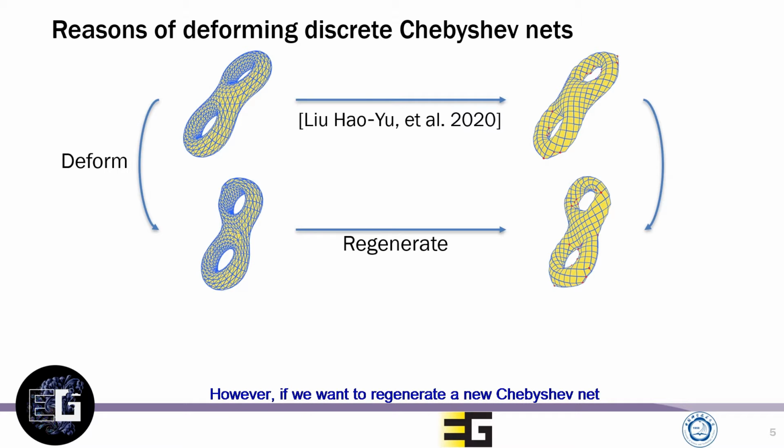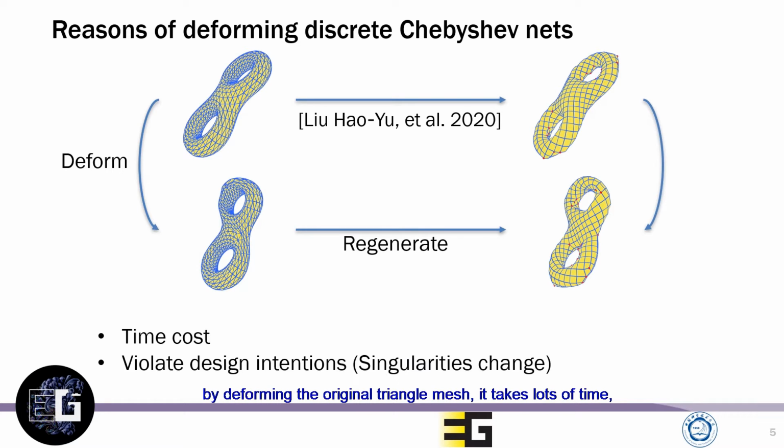However, if we want to regenerate a new Chebyshev net by deforming the original triangle mesh, it takes lots of time and may violate the user's design intentions. For example, the singularities which are colored may not be placed at the desired positions.